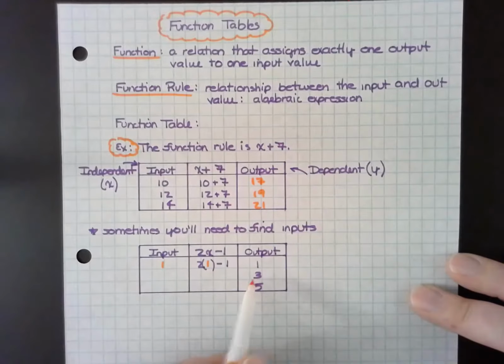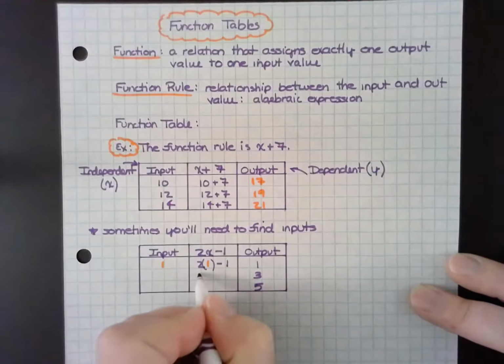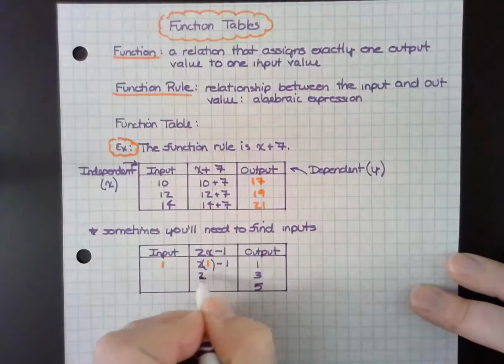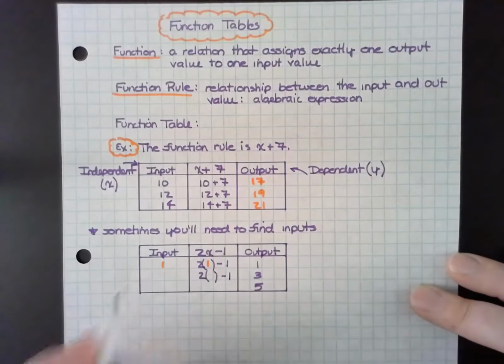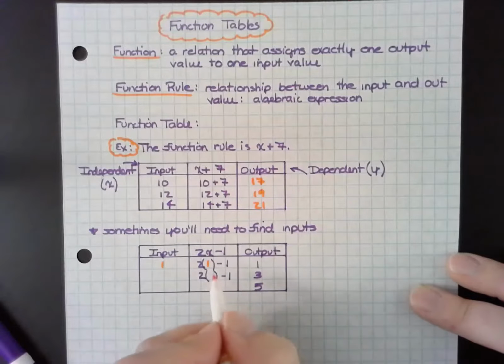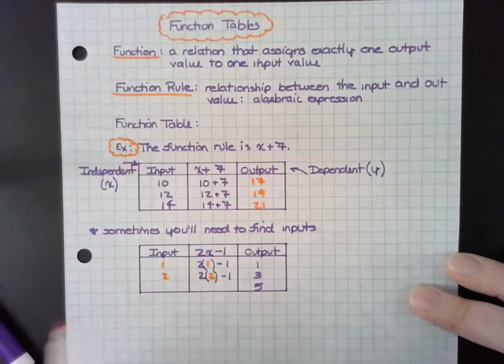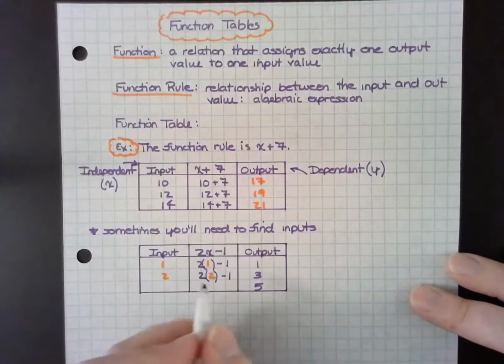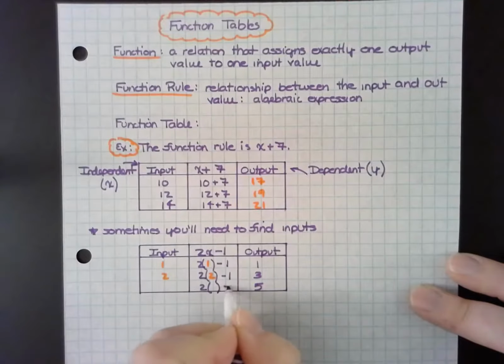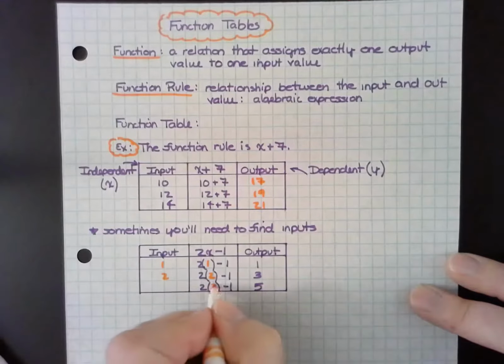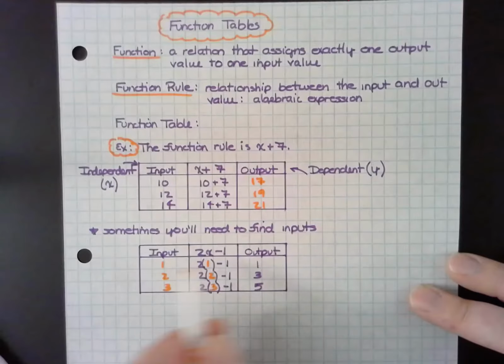So what will give me 3? Well, if I know 2 times what minus 1, well, I know that 4 minus 1 will give me 3, so that's going to be a 2. And if I can see a pattern developing, it looks like 2 times 3 will give me the output value of 5, and so my input value is 3.